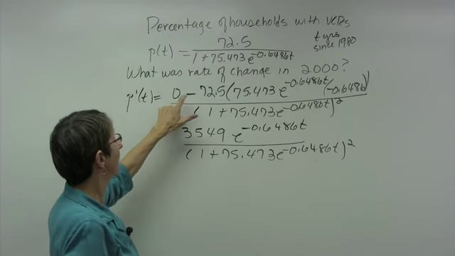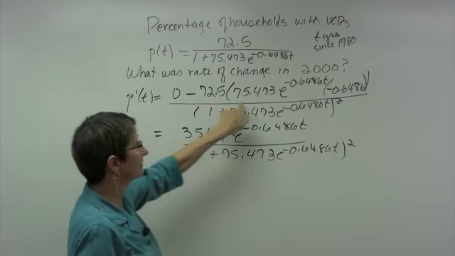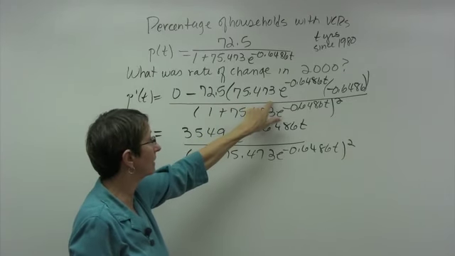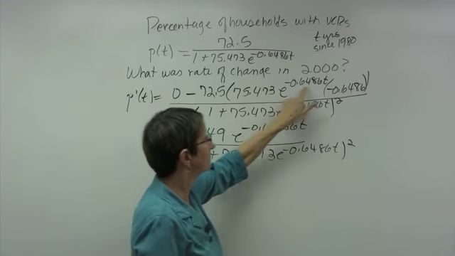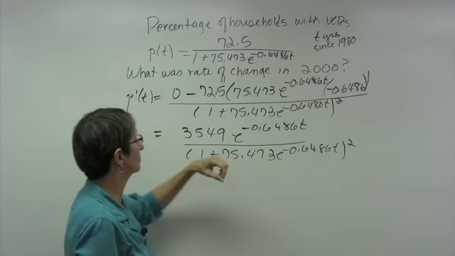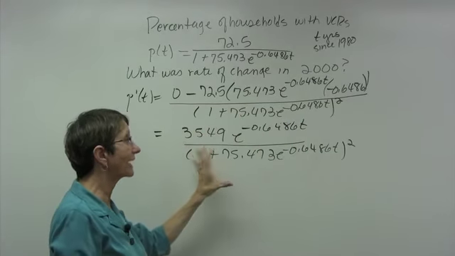I used the quotient rule, bottom times derivative of the top. I got 0 minus top. And the derivative of the bottom, I have the constant multiplier times e to the power times the derivative of the exponent because of the chain rule. Multiplied together, and I simplified.